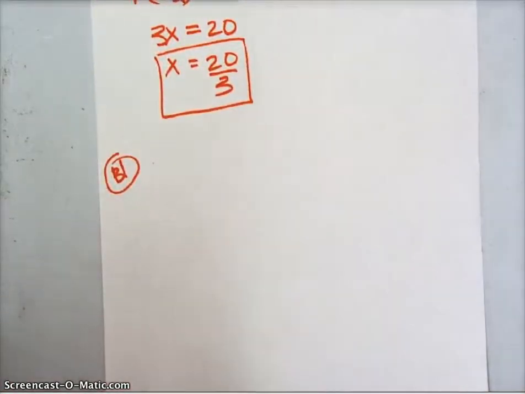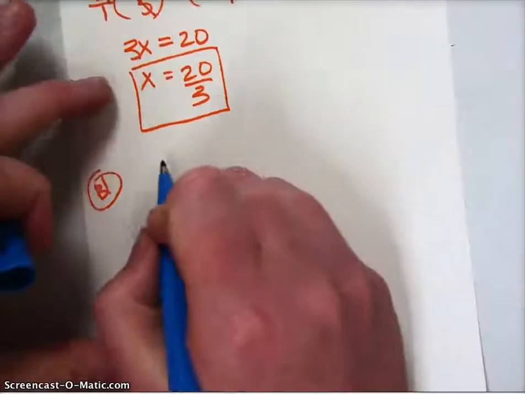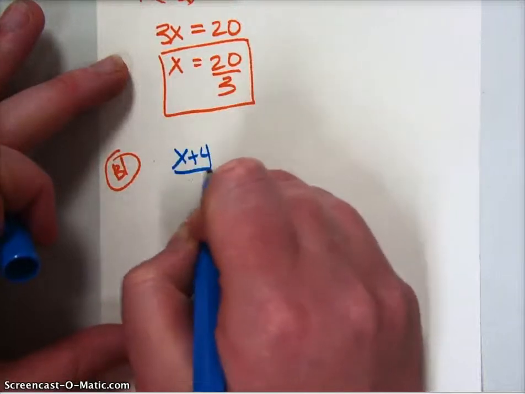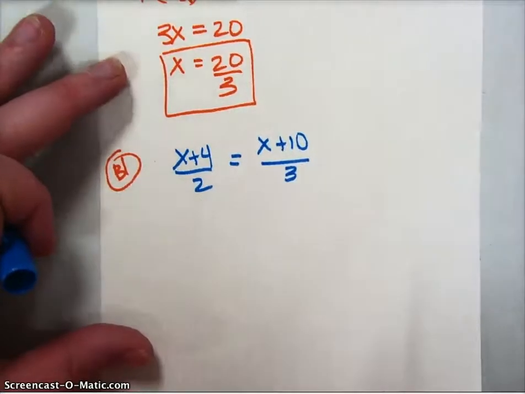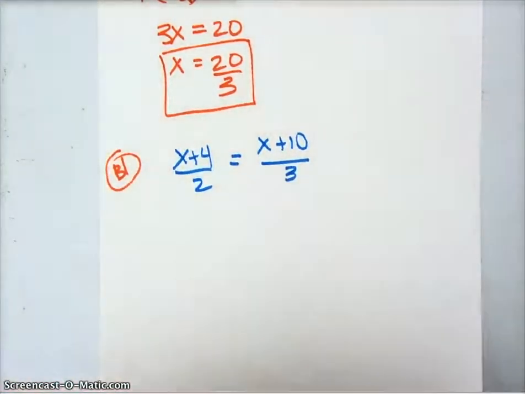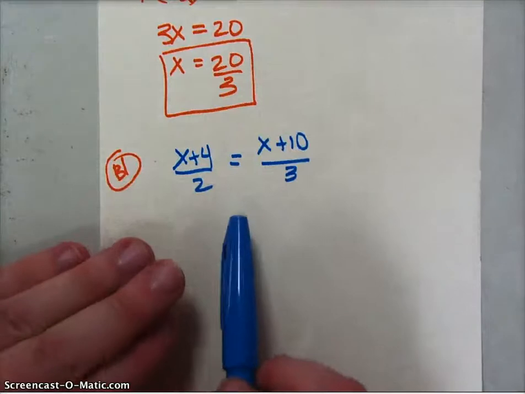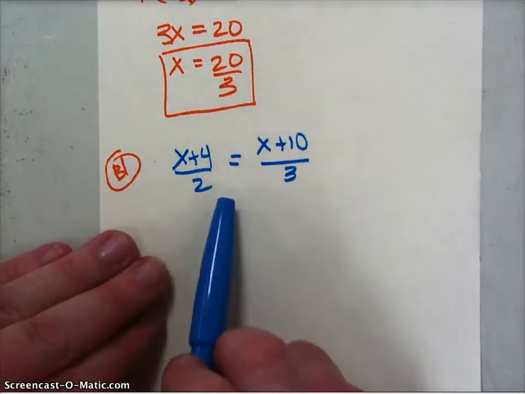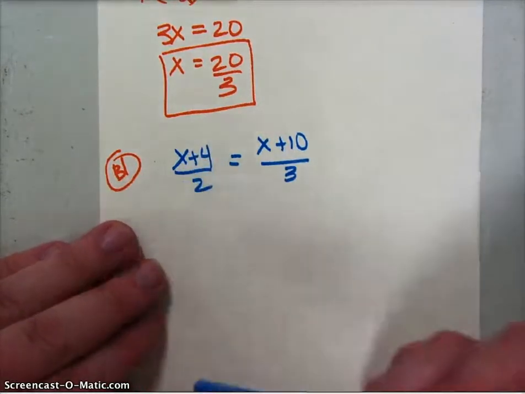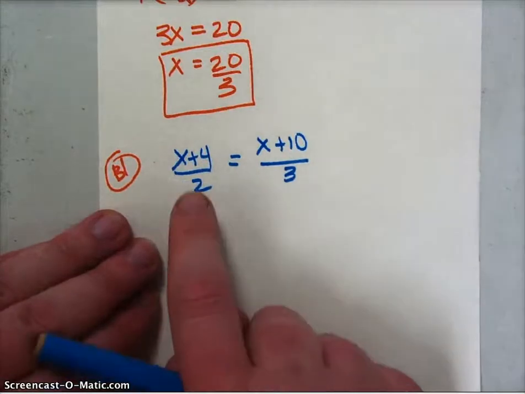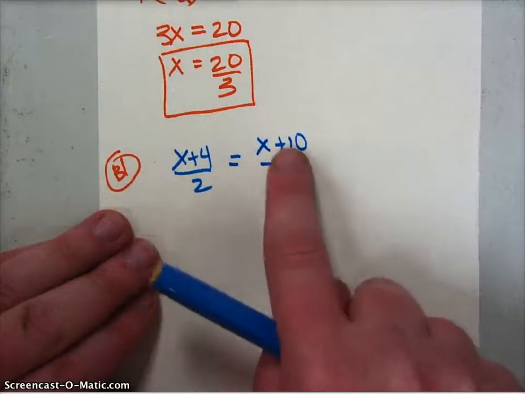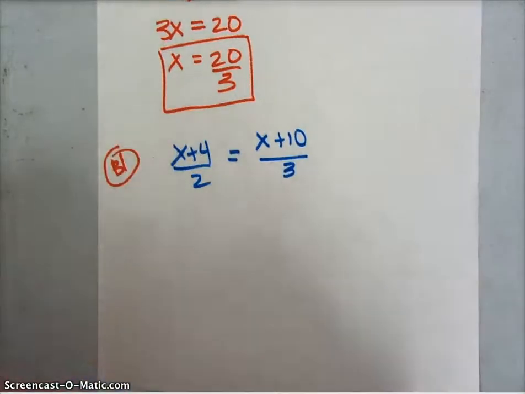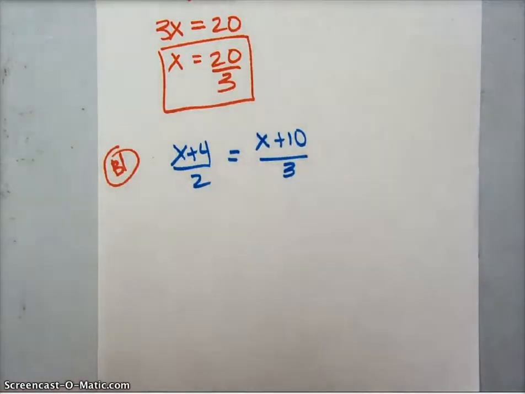Next level up. So for B1, we have x plus 4 over 2 equals x plus 10 over 3. There are 2 ways to do this problem. And they both get to the same answer, obviously. But the first is to think about this as a proportion. A proportion is a comparison of 2 fractions. So we have the ratio x plus 4 compares to 2 the same way that x plus 10 compares to 3.